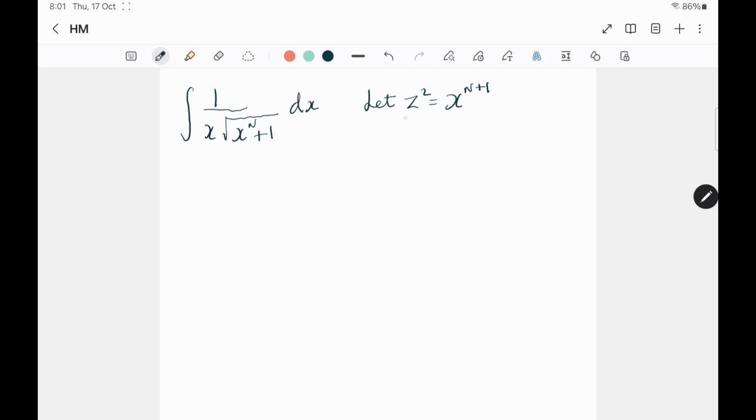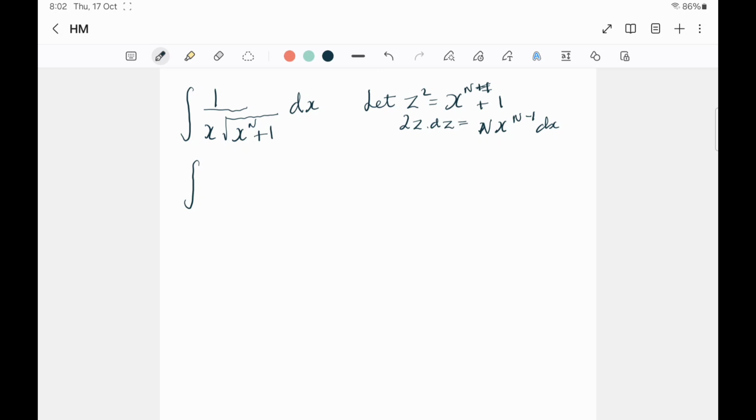So differentiating, you get 2z dz equals, sorry, that should be x to the n plus 1, is x, nx to the n minus 1 dx. And now substituting back into the original integral, we replace dx and x.